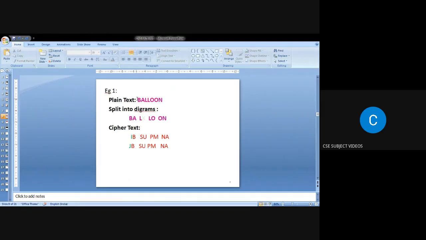So this is the plain text, that is BALLOON. Now we have to split it into digraphs. That is, we have to make pairs of letters from the given plain text. So now BA is a single pair.